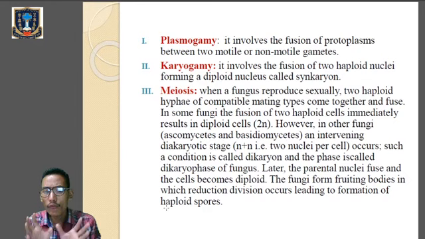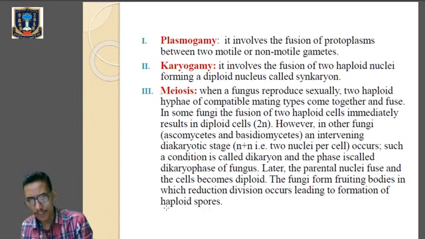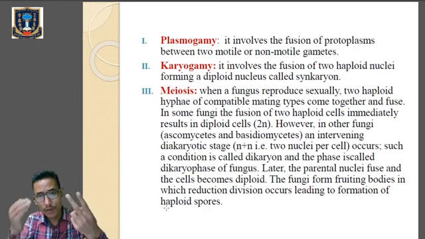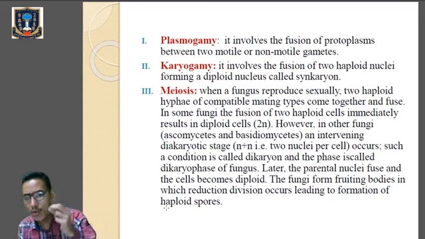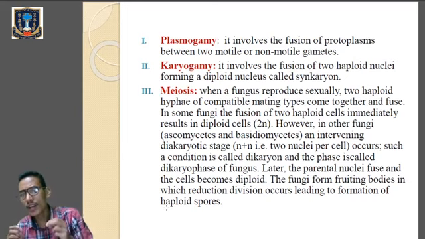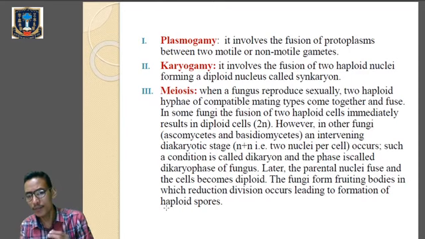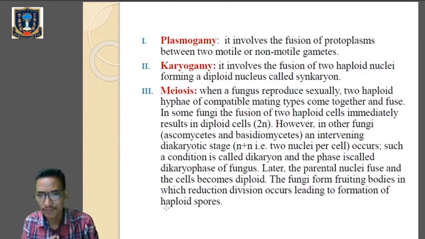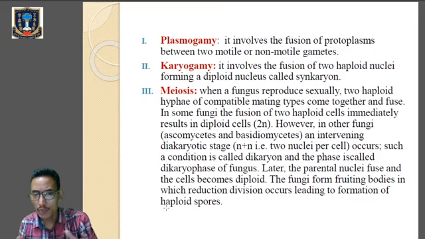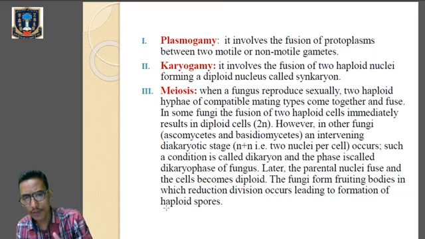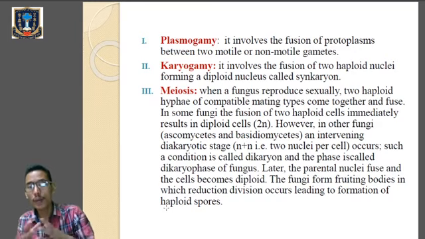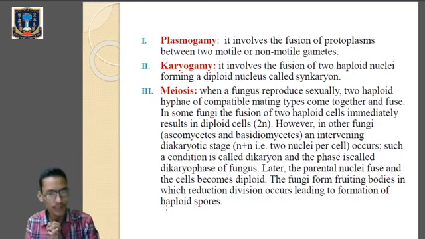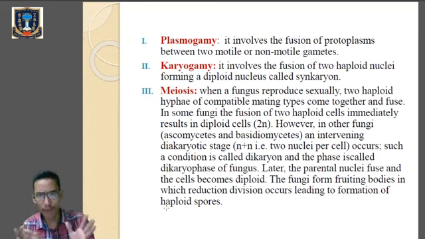Whenever a fungus reproduces sexually, remember the steps: plasmogamy is followed by karyogamy, and karyogamy is followed by meiosis. Whenever the fungus reproduces sexually, 2 haploid hyphae which are compatible, which are similar, mate with one another. Whenever they come together, they will fuse. So those similar haploid hyphae, which are compatible with one another, when they come in contact, they will fuse. Clear? Two haploid hyphae, I am saying.